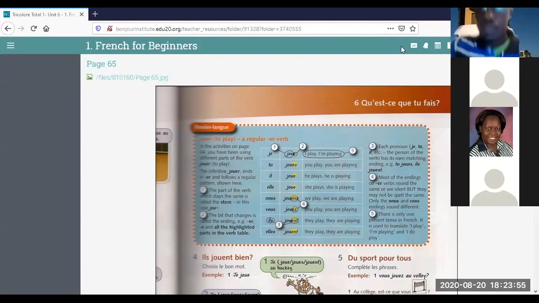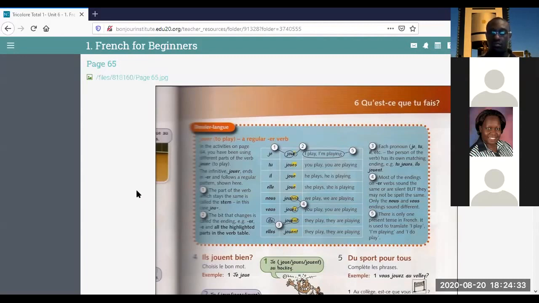So after the radical has been dropped, what remains behind is the stem, to which we add E for the first person. To the second person, we add ES. To the third person, that is il or elle, we add an E. Remember, the stem is still the same. When you go to the first person plural, that is nous, we add ONS. For the second person plural, we add EZ. And for the last person plural, we add ENT. That is what you call conjugation.